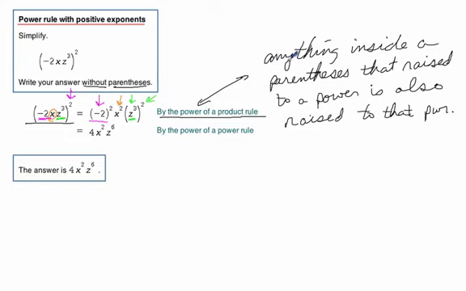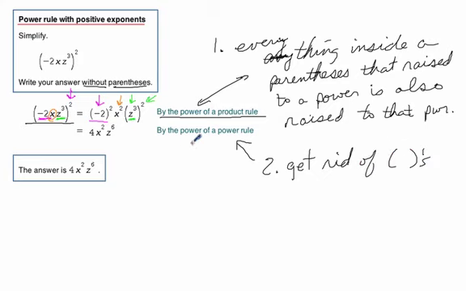So what that means is that anything, or everything might be a better way to describe it. Everything inside a parentheses that's raised to a power also gets raised to that same power. Okay? That's our first step, step one. Step two, in this case, is to get rid of parentheses. And how do we do that? In this case, it's going to be the power of a power rule. So what that means is that we're just going to raise each thing to the appropriate power.